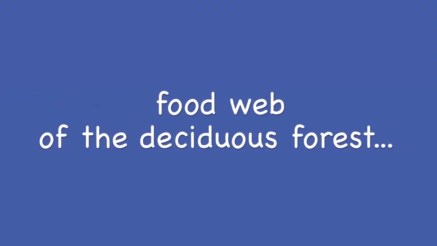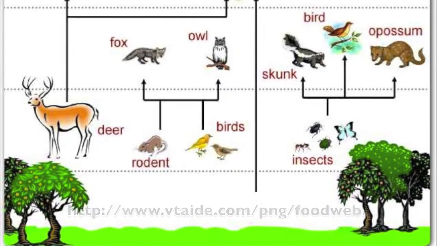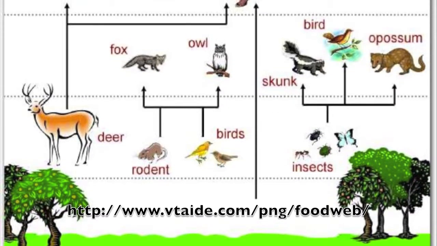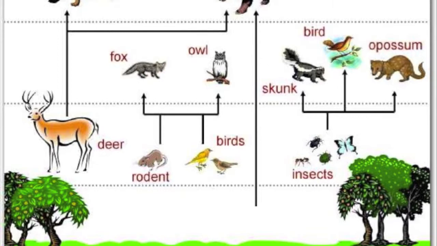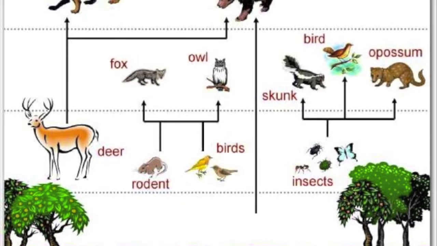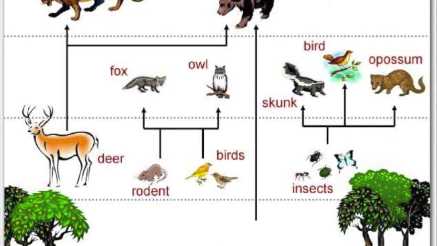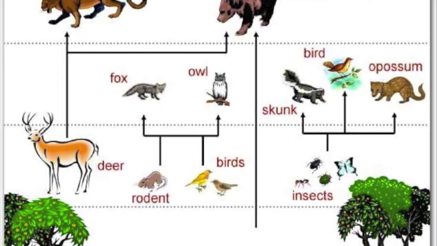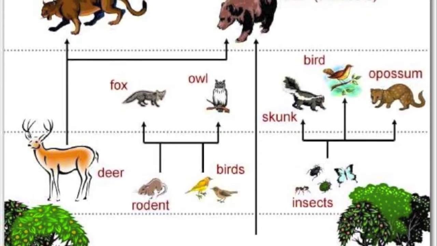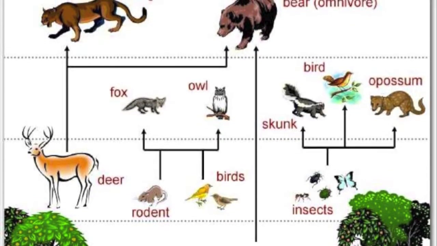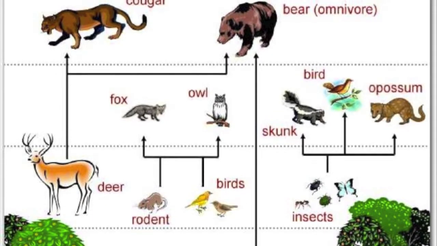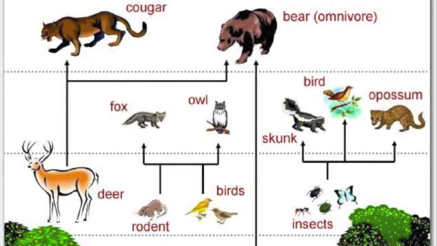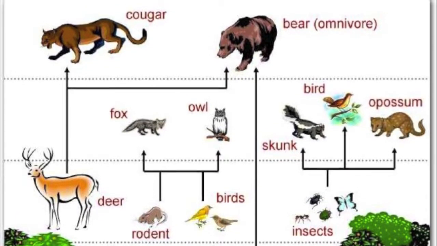The food web in the deciduous forest starts with the many plants. These plants are eaten by herbivores like small insects and deer. Then these insects are eaten by primary consumers like rodents, birds, and skunks. Then secondary consumers like foxes and owls eat the smaller animals who eat insects. Finally, bears, hawks, and cougars eat all of the secondary and primary consumers.